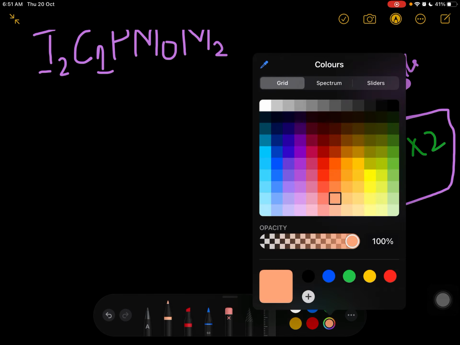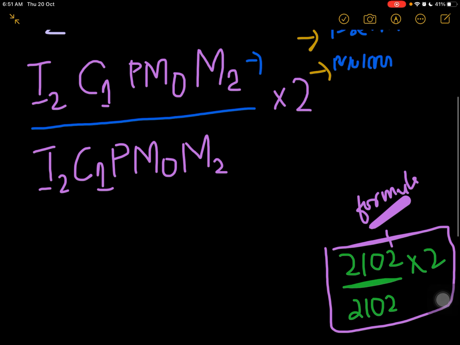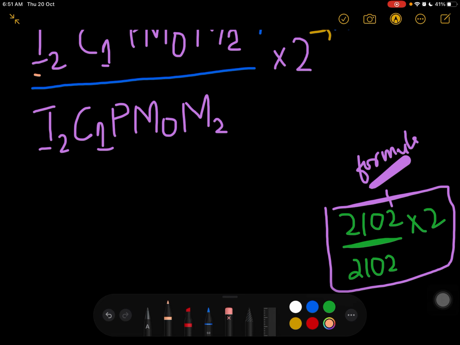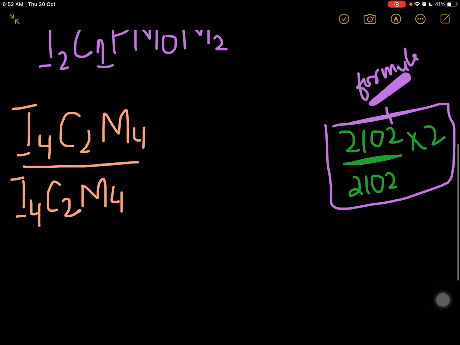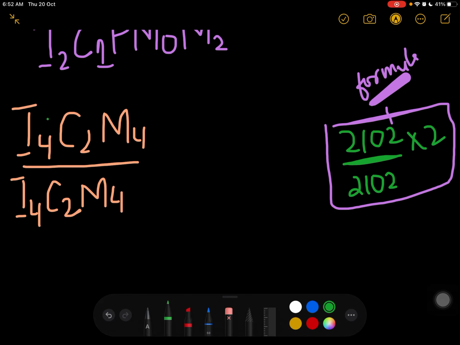So now let's work this out. When we multiply 2 with 2, it is equal to I4, C2, and premolar will become 0, so there is no need to write premolar. M2 multiplied by 2 is equal to 4. Same for the lower: I4, C2, M4. What does that mean? When we count, it means 4 incisors, 2 canines, 4 molars, right? 4 plus 4 is 8, 8 plus 2 is equal to 10.